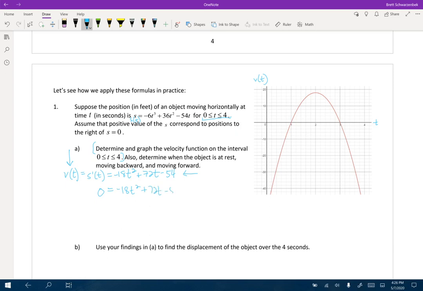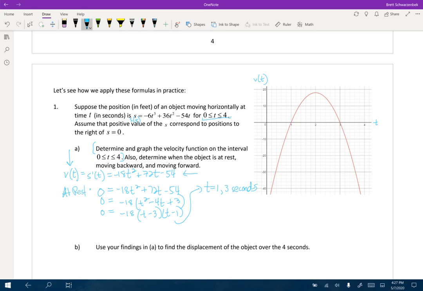Okay, so where are we now? We're in algebra world. Lucky enough, there's a GCF of negative 18 that we get out of this. So if we take out a negative 18, we get this, and if we factor, we're going to get t minus 3 and t minus 1. So what does that tell us? That means that this object is at rest at t equals 1 and t equals 3 seconds.